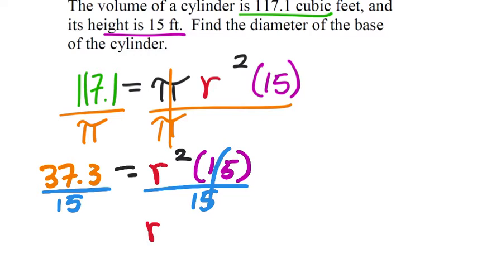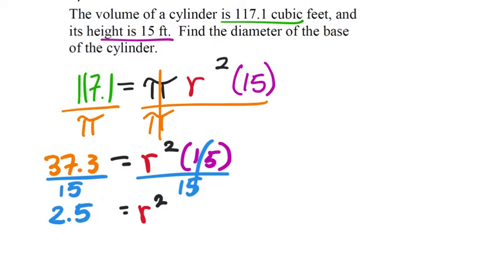So now I've got r to the power of 2 equals whatever this is, 37.3 divided by 15. Enter. I get 2.486 and some change. Looks like 6 repeating, but I'm just going to make that 2.5, rounded to the nearest tenth. Okay? Need a little bit more space here, of course.